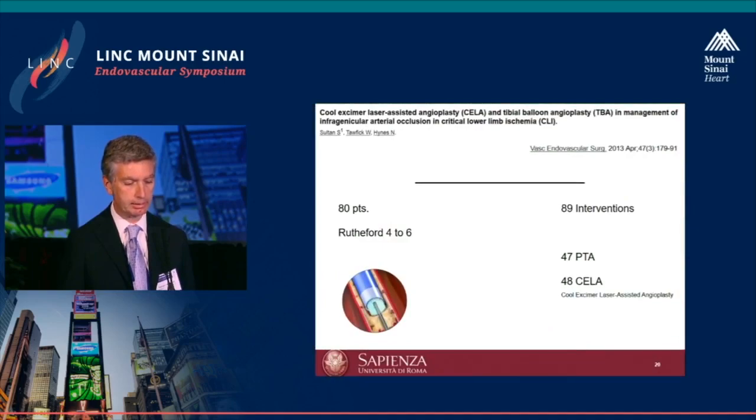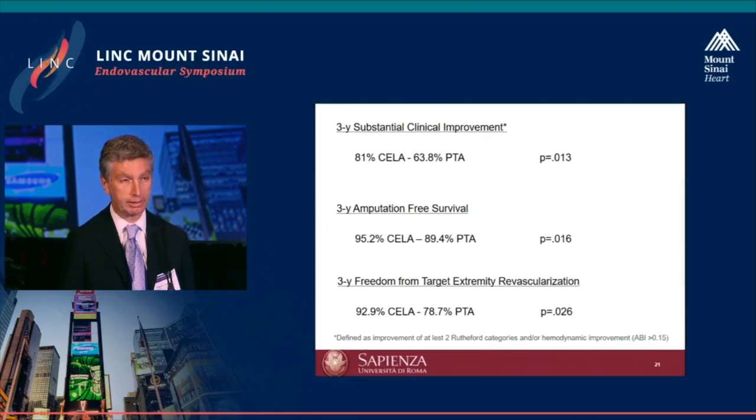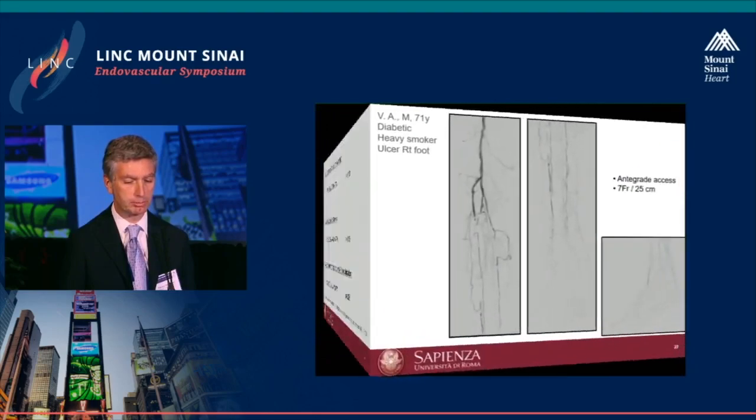This was investigated in 80 patients, for 4 to 6. There was a randomization between 47 patients with simple dilatation and 48 patients where the excimer laser was combined together with angioplasty. And if we analyze the outcome after 3 years, so it is a pretty long-term follow-up, you can see an advantage for the clinical improvement, amputation-free survival, and freedom from target extremity revascularization in the patients that were enrolled in the group treated by laser plus angioplasty. So the combined treatment seems to be much better than a simple dilatation using a conventional balloon.